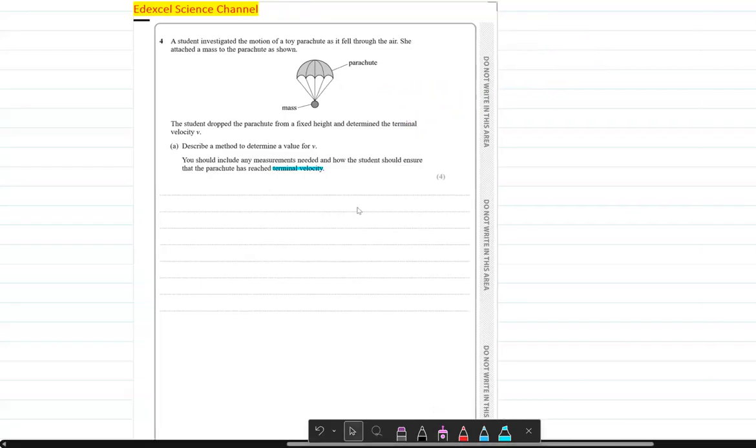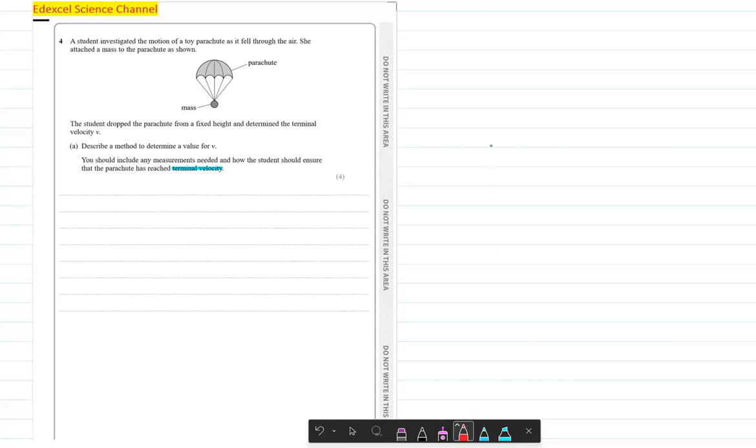Now, the setup that the student should use is something like this. So let's assume that this is the parachute, okay? And let's say that this is the height that the student is going to drop the parachute from. We need to measure this height, right? Because velocity is basically distance over time. So we need two values, which is the distance and the time. So to find out this distance, we can use a meter rule or we can use a tape measure.